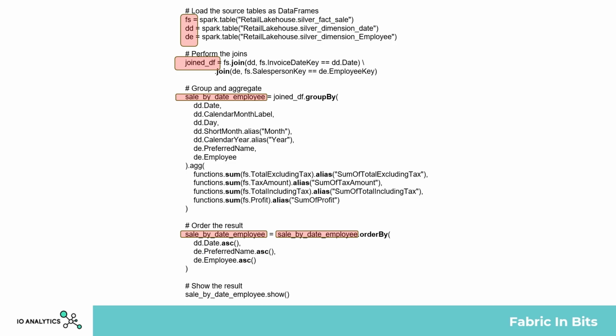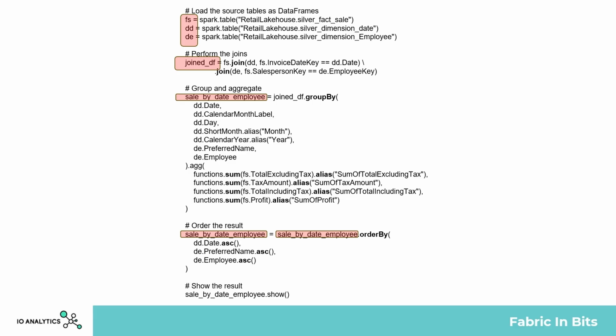Okay, next step. I want to take that data in my joined version. I want to work upon it and aggregate it and take the results of that, place that into this other data frame called sale by date employee. So there's my reference there saying, right, take the contents of join DF, could you group by, could you sum it, then place the results into another new data frame called sale by date employee.